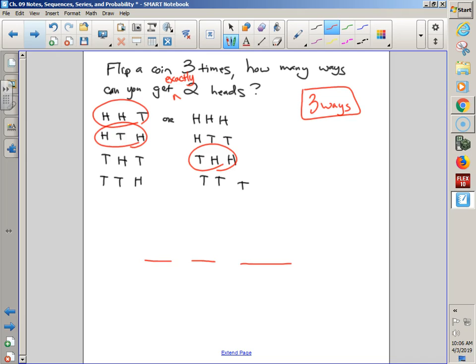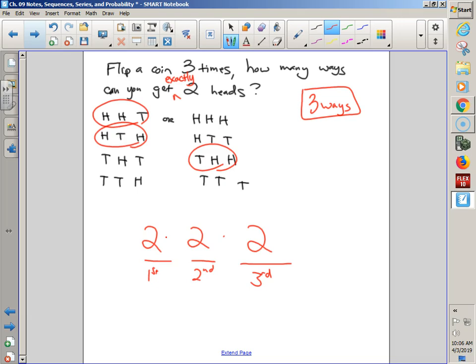How many options are there for the first flip? Either heads or tails. How many options are there for the second flip? Heads or tails. How many options for the third flip? Heads or tails. So for the first, for the second, for the third, instead of going blind and just being like, I hope I find them all, we actually could have mathematically figured out that there are 8 different ways of this working out.